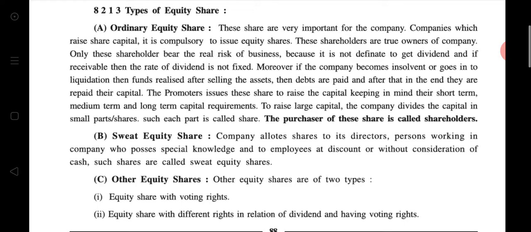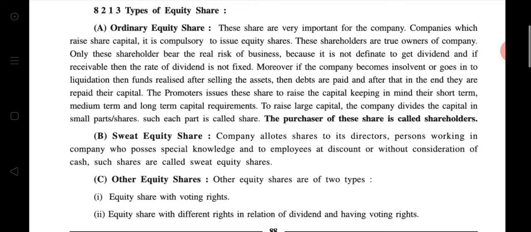Only this shareholder bears the real risk of business because it is not definite to get a dividend, and if receivable, then the rate of dividend is not fixed. We all knew it because we have understood this in the characteristics of equity share, that equity share holders are not sure to get a dividend, and even if they receive it, the rate is not fixed. It depends on the profit of the company.